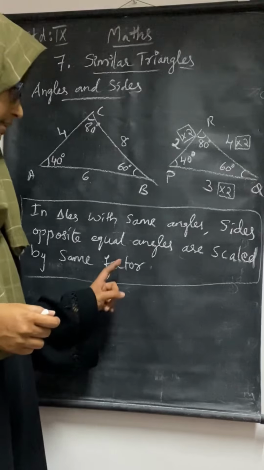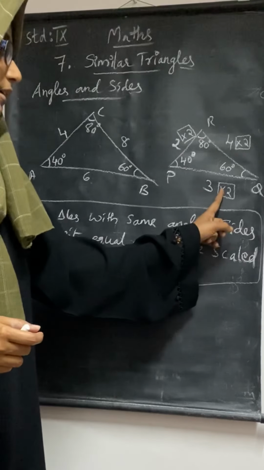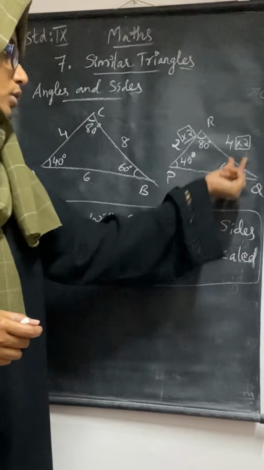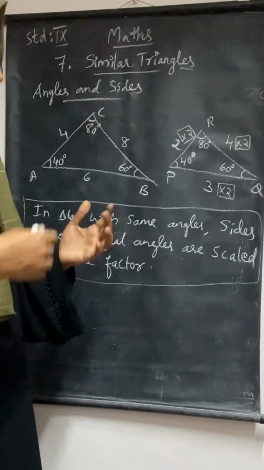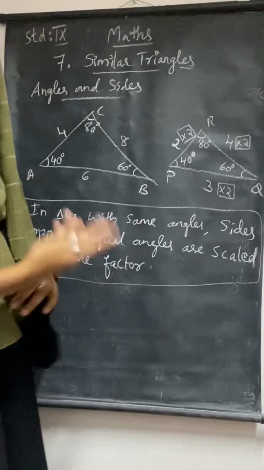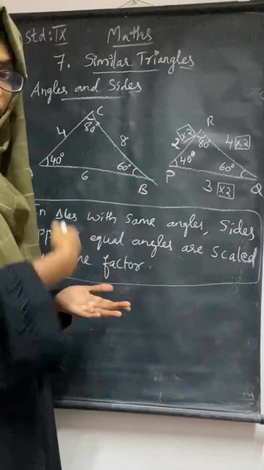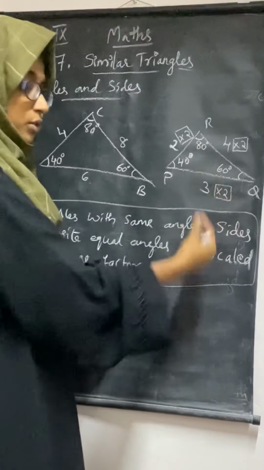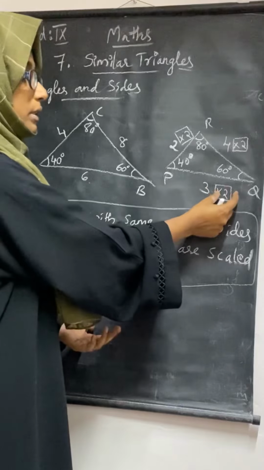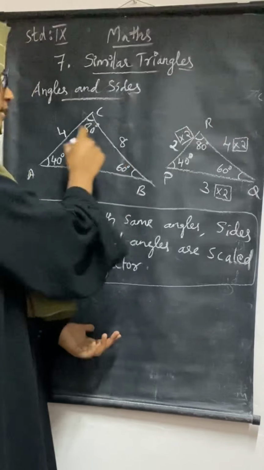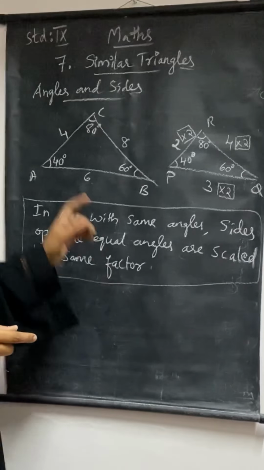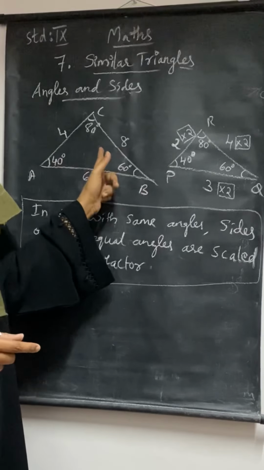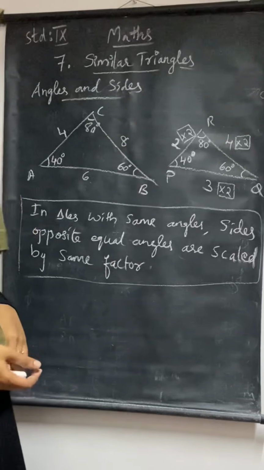Why? It is scaled by the same factor. Same factor is which one here? 2. 2 multiplied by 2. It is not only 2, it can be 3, it can be fractions also. 1 by 2 can be, it can be 3 by 2 also, whatever. Whichever numbers are multiplying here, that is the same factor, and that way you can understand that these two triangles are similar triangles.